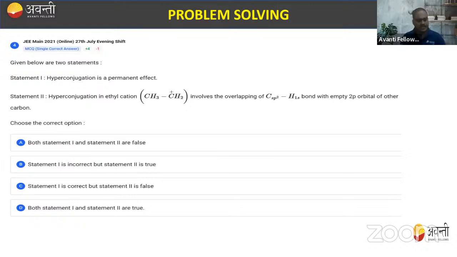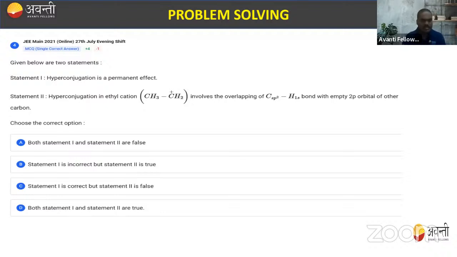Given below are two statements. Statement 1 states that hyperconjugation is a permanent effect. And statement 2 states that hyperconjugation in ethyl cation involves the overlapping of C sp2 H 1s bond with the empty 2p orbital of the other carbon. So you have to choose the correct option for this. So let's discuss the correct option. Statement 1 is that hyperconjugation is a permanent effect.